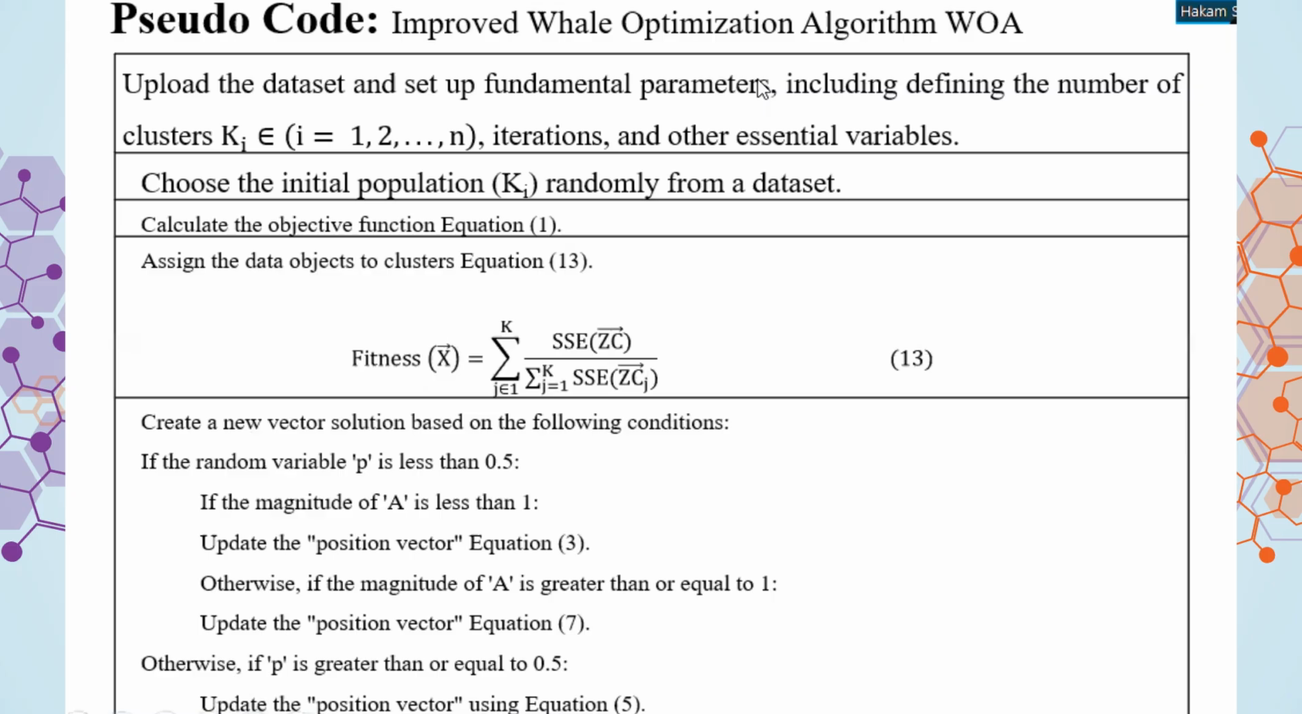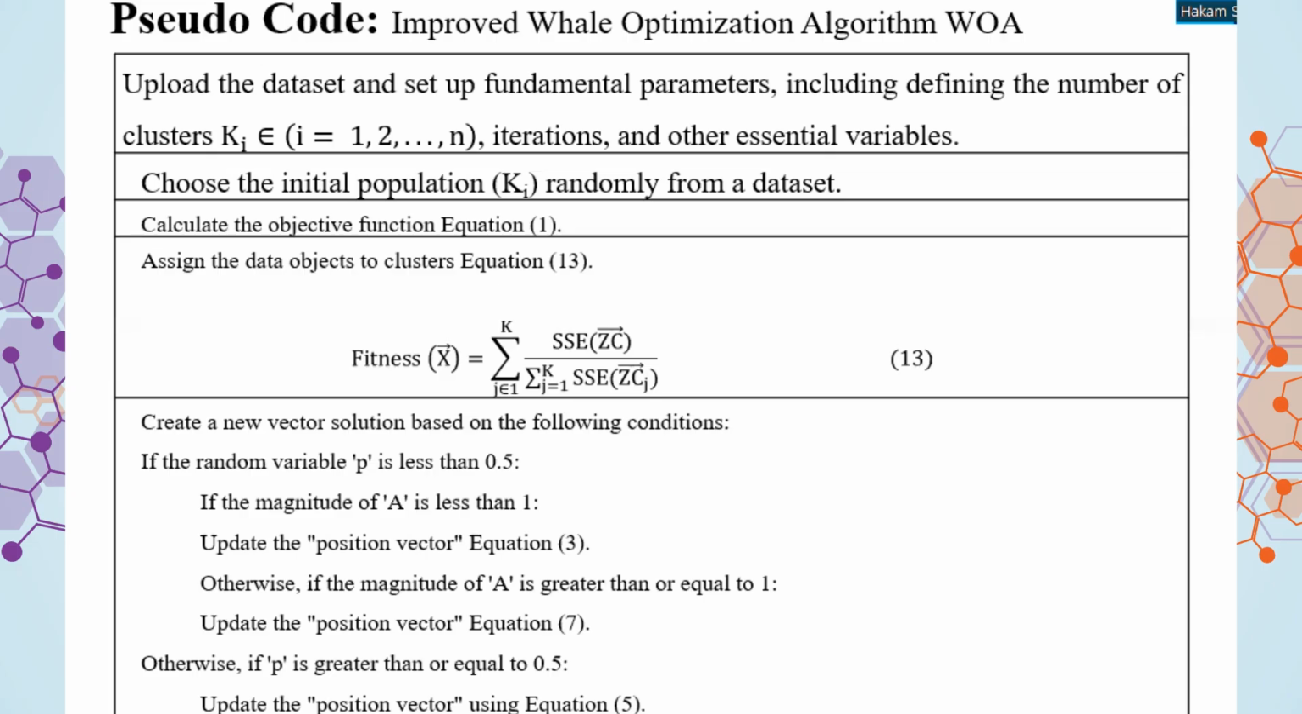This is the pseudocode of the whale optimization algorithm. First, we have to upload the data set and initialize the fundamental parameters. In the case of clustering, we initially have to define the number of parameters, the random parameters, and the number of iterations. There are different types of variables that we generally use in our algorithms.